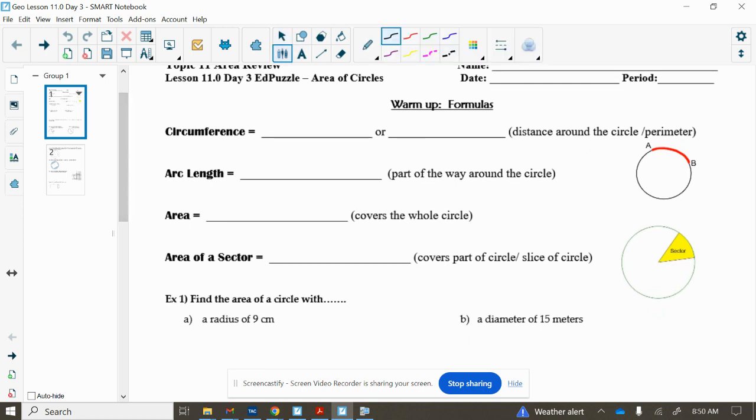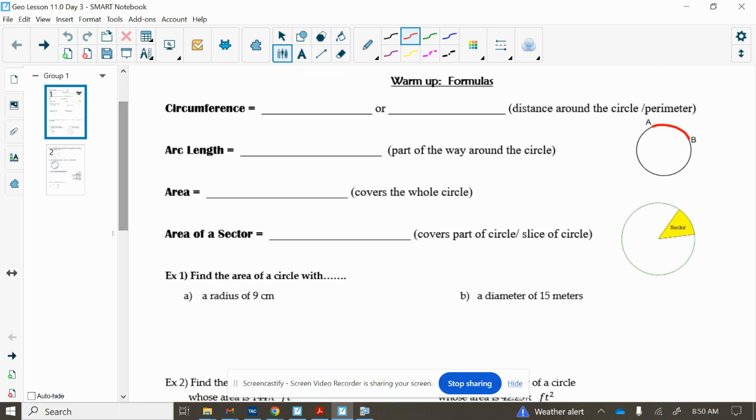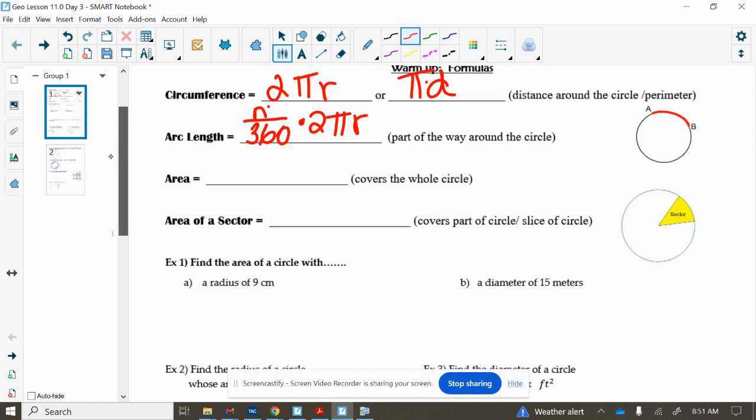So last semester we talked a lot about the area of a circle. We talked about the circumference being 2 times pi times the radius, or you could use pi times the diameter. And then a fraction of the circumference is the arc length, and that's the measure of the central angle divided by 360 times 2 times pi times r. So in previous topics, we've talked about both of those.